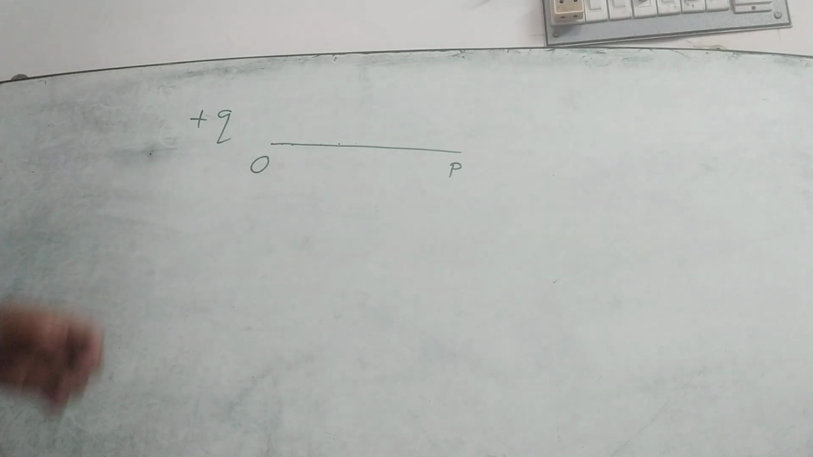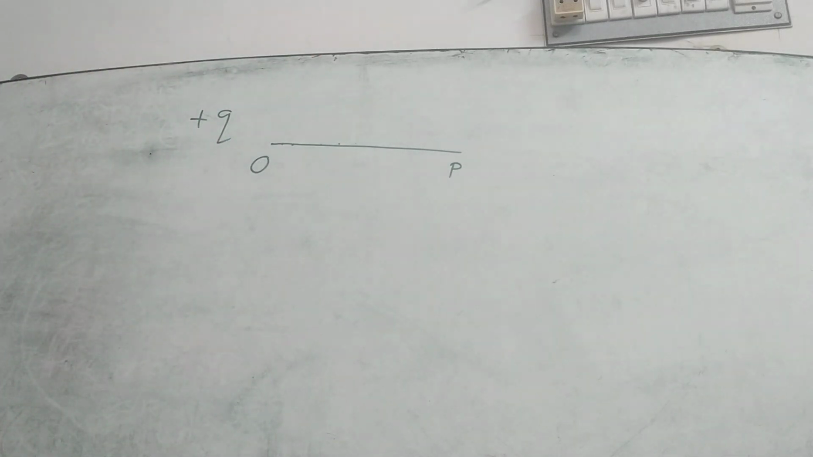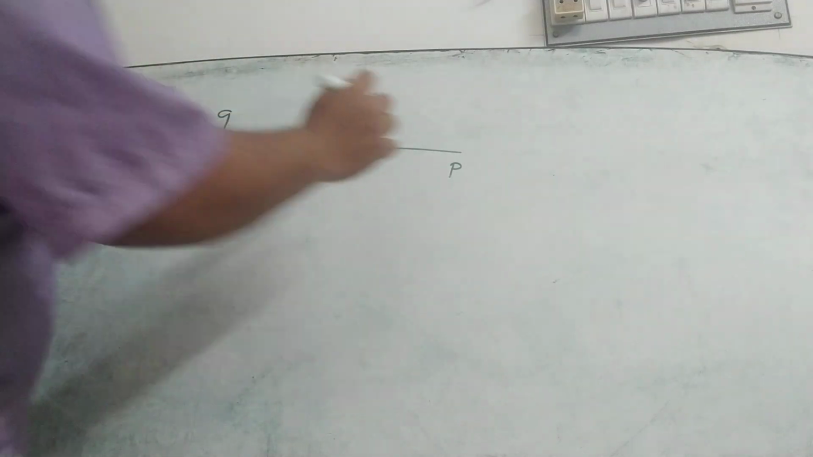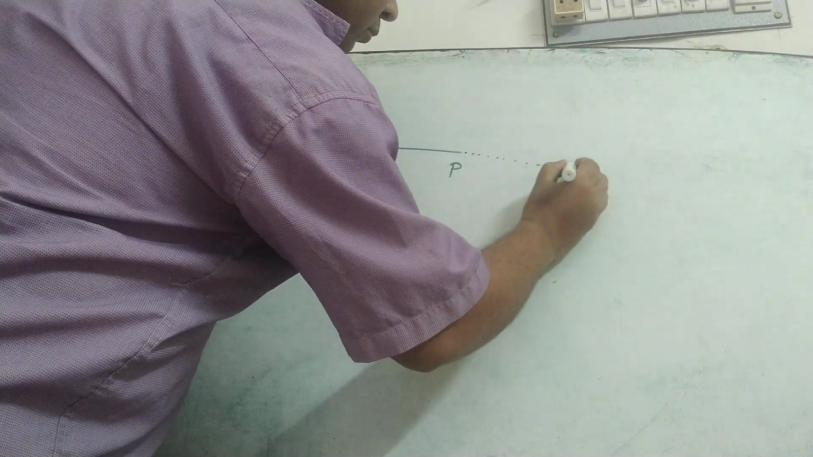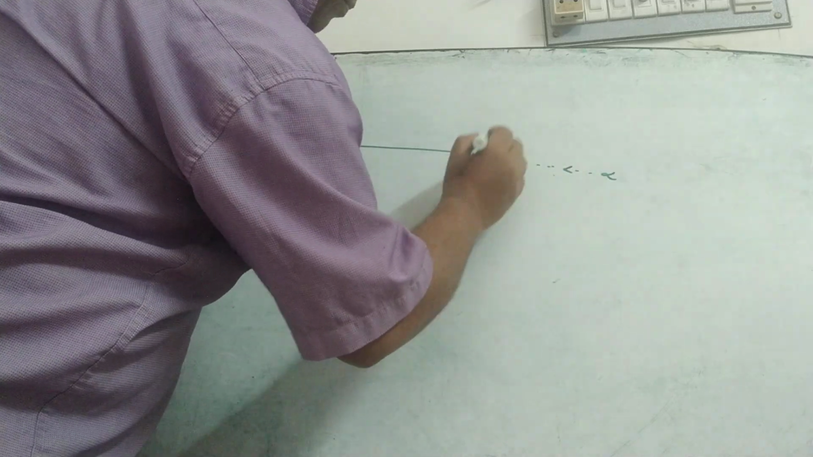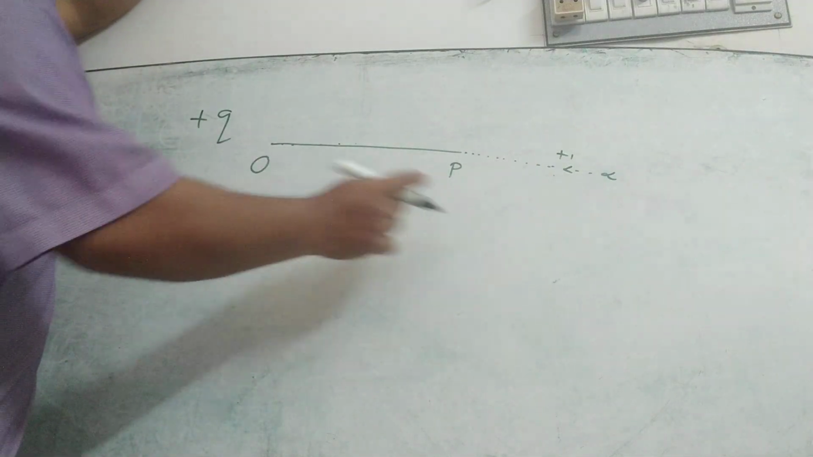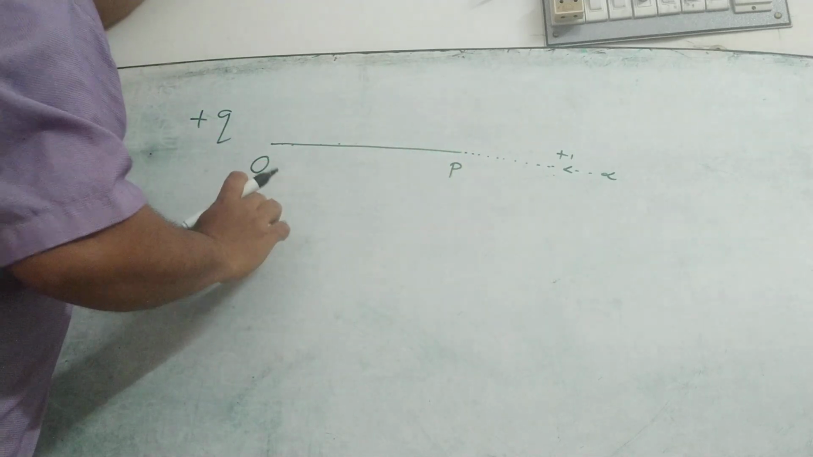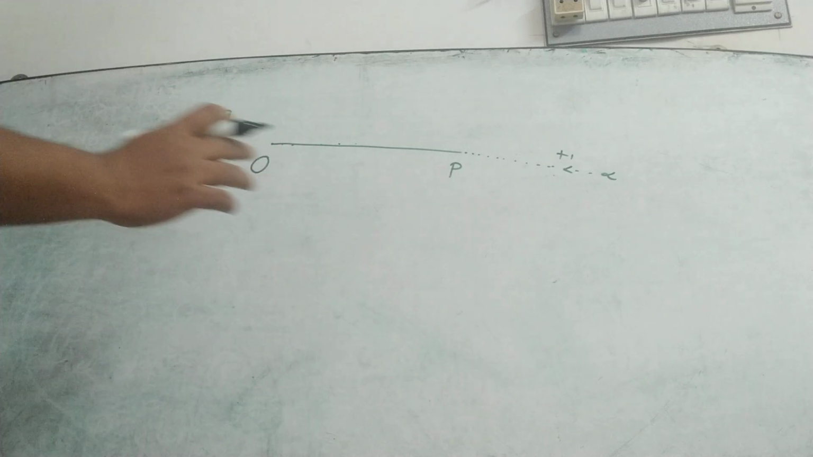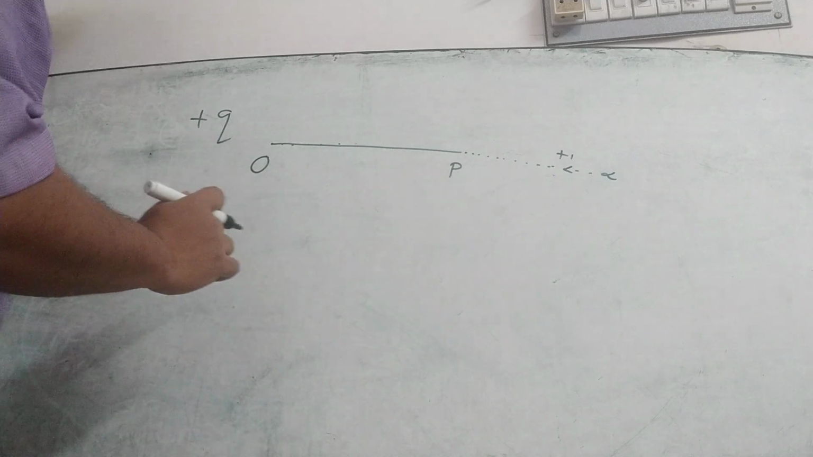To find out the electric potential at the point P, we have to bring the unit positive test charge from infinity to the point P. The amount of work done to bring the unit positive test charge from infinity to the point P is equal to the electric potential at the point P.